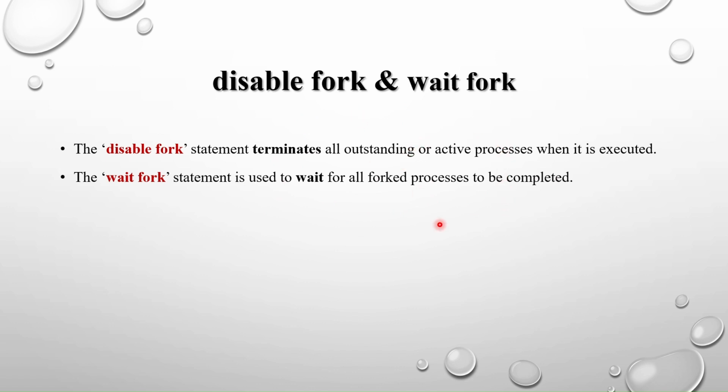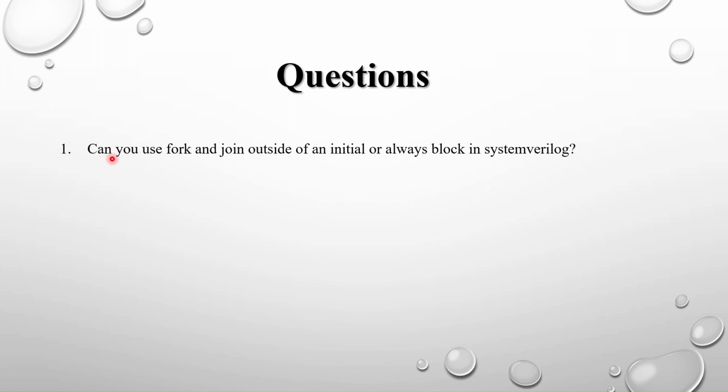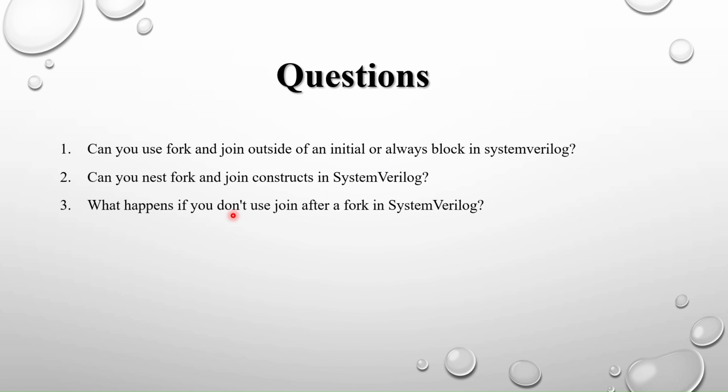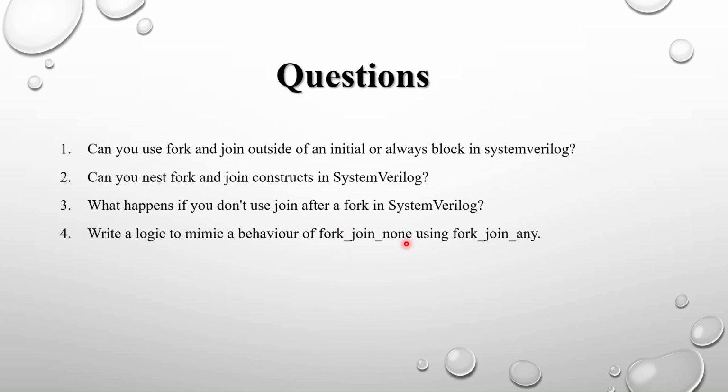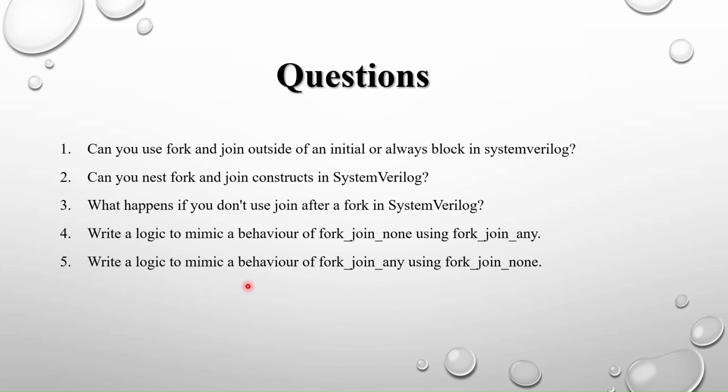I have added a few questions, so you can go through them. Can you use fork join outside of an initial or always block in SystemVerilog? Can you nest fork and join constructs in SystemVerilog? What happens if you don't use join after fork in SystemVerilog? Write a logic to mimic the behavior of fork join none using fork join any. And write a logic to mimic the behavior of fork join any using fork join none. Write a logic to mimic the behavior of fork join using fork join any.